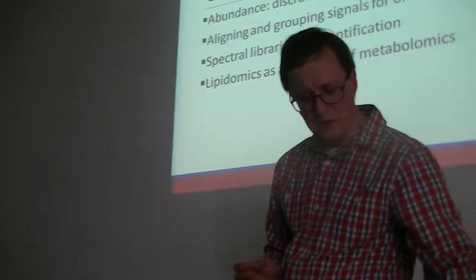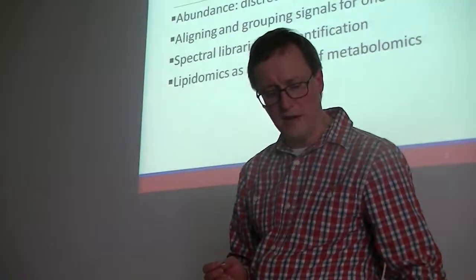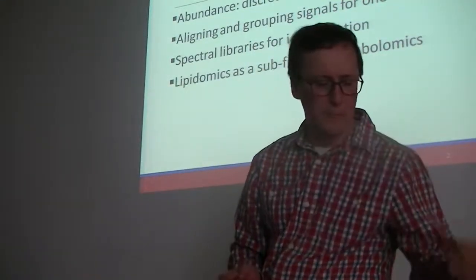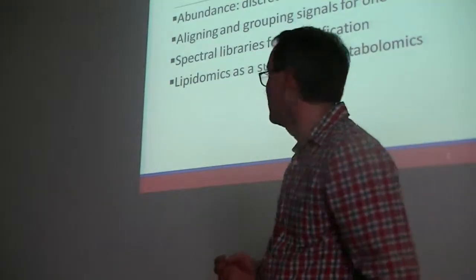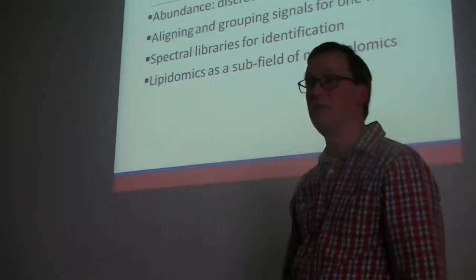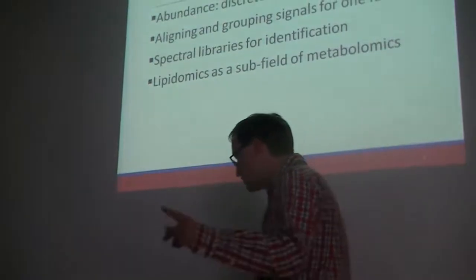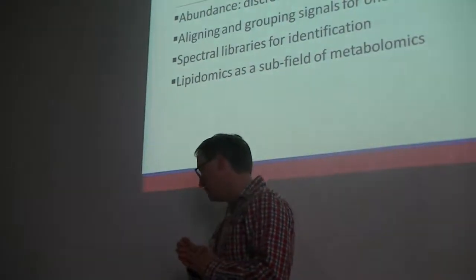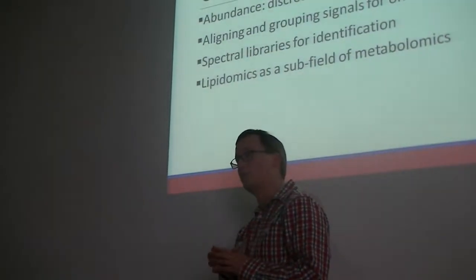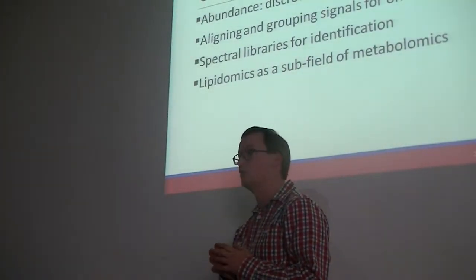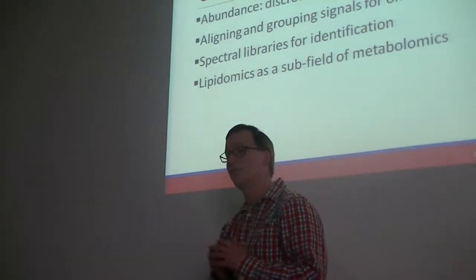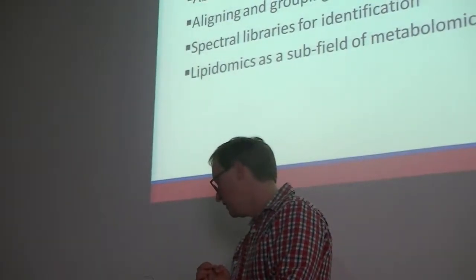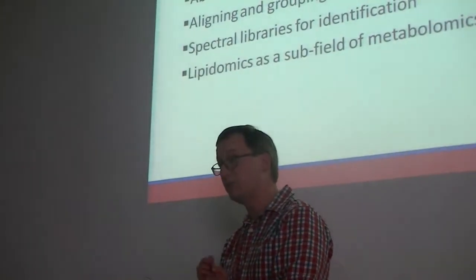So we will start with a discussion of the fact that our quantitative data are not guaranteed to be continuously distributed. They may be discrete. They may be numbers instead, count data. So we will talk about some of the challenges associated with that. We will talk about aligning and grouping signals for a particular ion. This is a challenge that comes into effect when we have various chemical forms that may be observed for a particular metabolite. We will talk about the use of spectral libraries for identification.